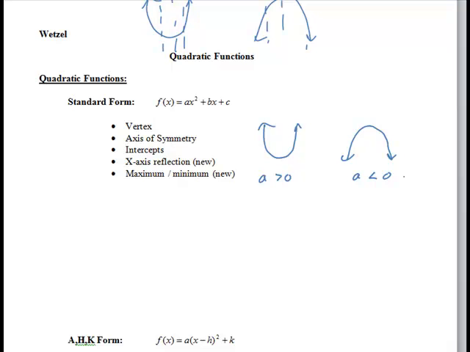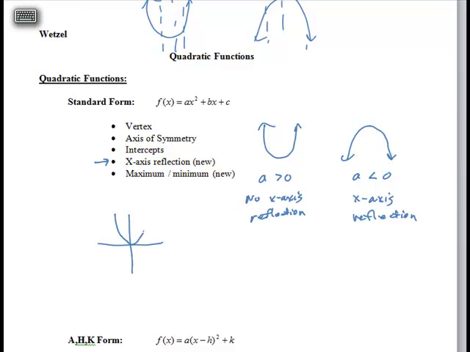So instead of using the term opens up or down, we're going to call it an x-axis reflection. So your basic graph of a quadratic already opens up. So if there is no x-axis reflection, that means that parabola opens up. If there is an x-axis reflection, it means it opens down. And just what the name implies, an x-axis reflection.